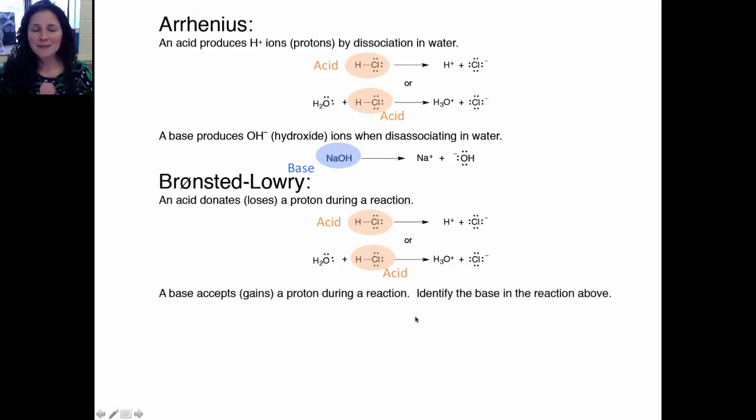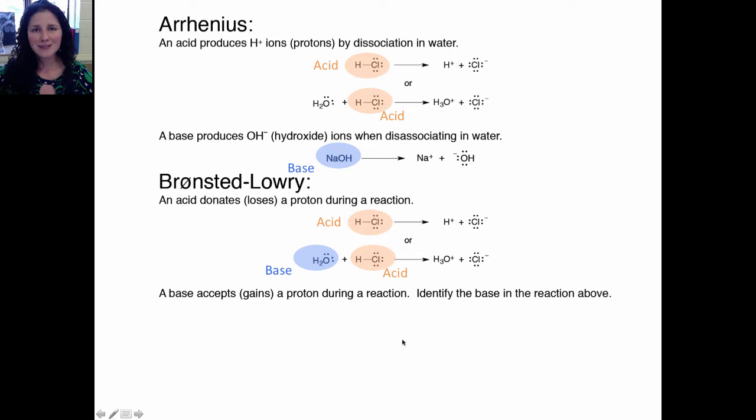In the Bronsted-Lowry definition, a base is something that accepts or gains a proton during a reaction. Let's look at this reaction again. Notice what's happening to the water. Water is going from H2O to H3O+. It's gaining a proton and therefore it fits into the Bronsted-Lowry definition of a base.